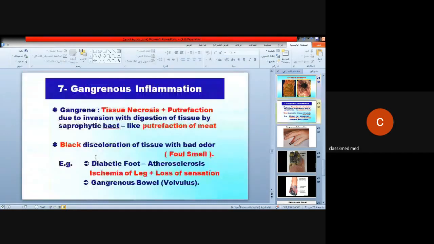Second, gangrenous inflammation, which is the more serious acute inflammation. It is the more serious, dangerous inflammation. Gangrene means tissue necrosis with putrefaction.